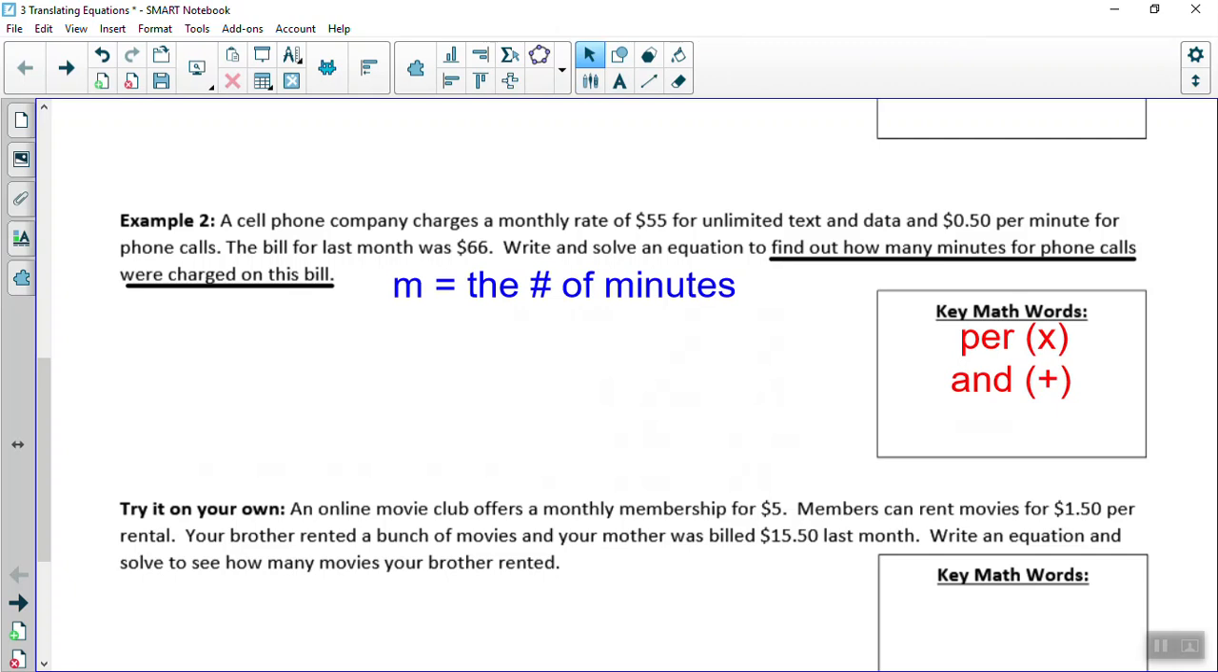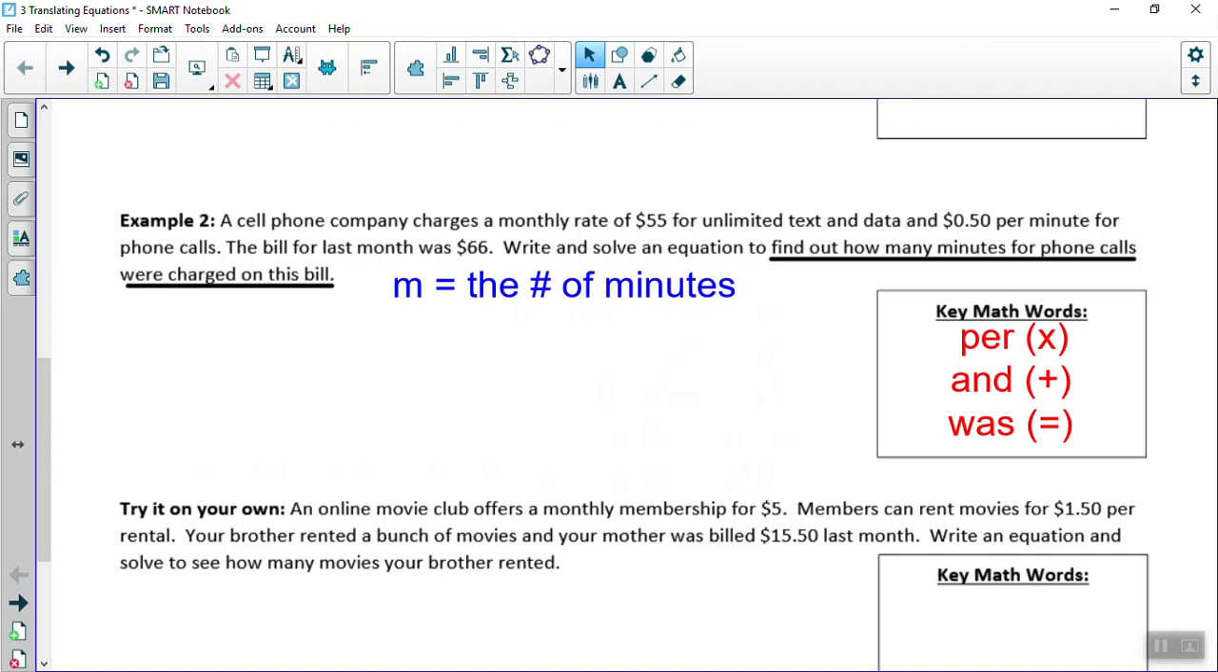And, okay, so we have a couple ands, but we're talking about this one right here. It was $55 for unlimited text and data and 50 cents per minute. So that and means we're going to add $55 plus that 50 cents per minute. All right, and then finally we have the word was.